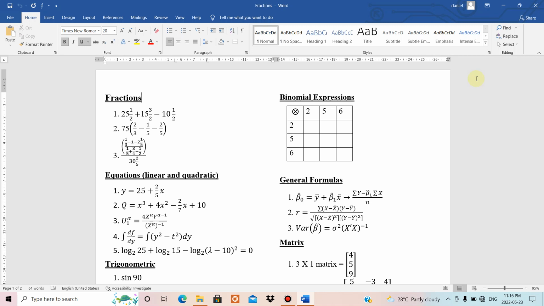We are going to learn how to use Microsoft Word to type fractions, equations, both linear and quadratic, trigonometric expressions, binomial expressions, general formulas, matrices.